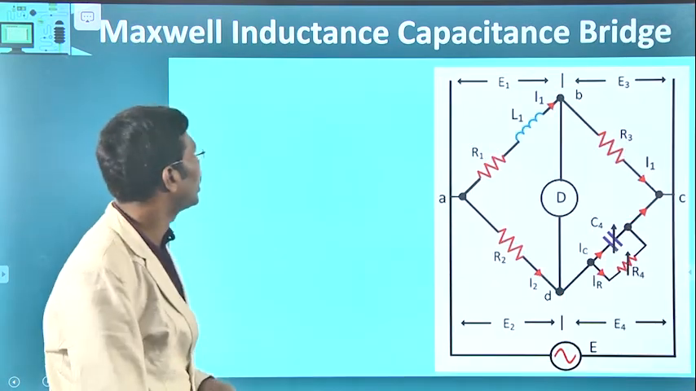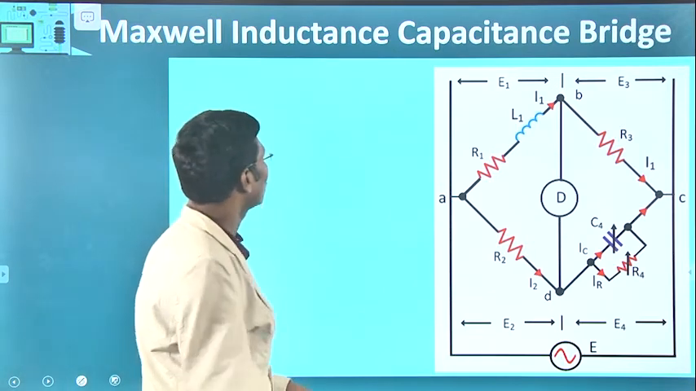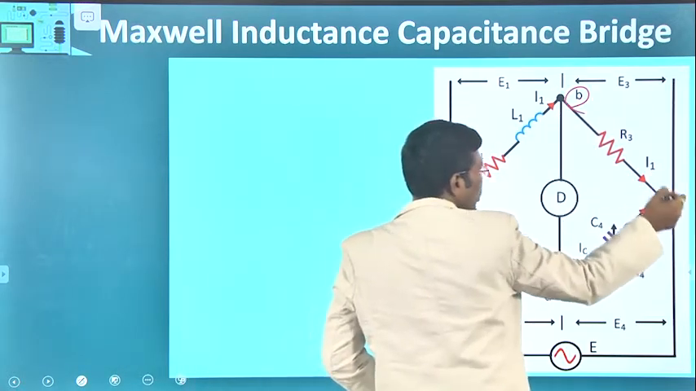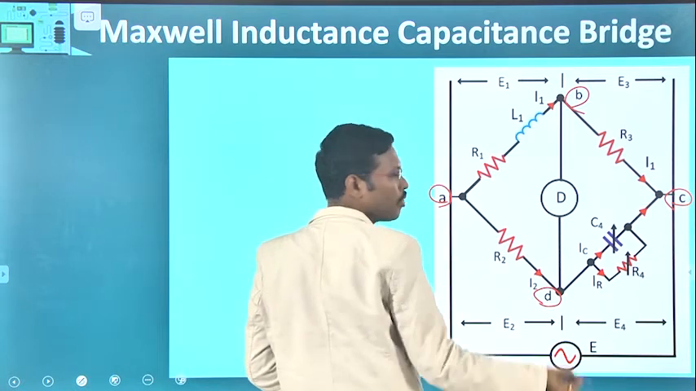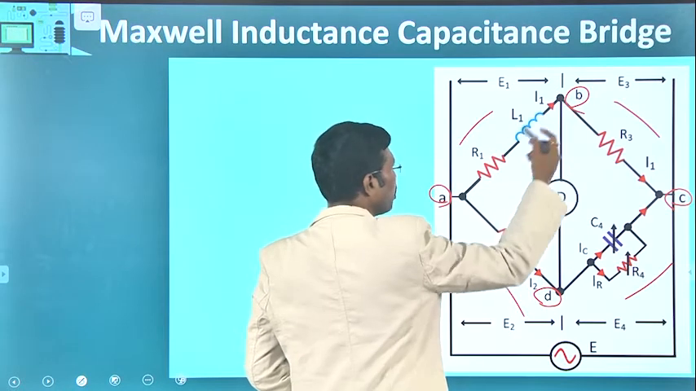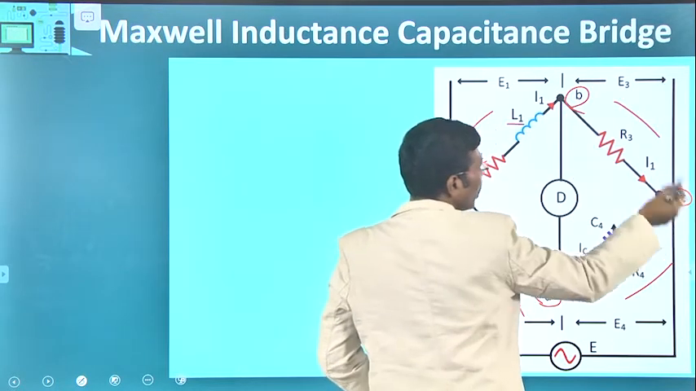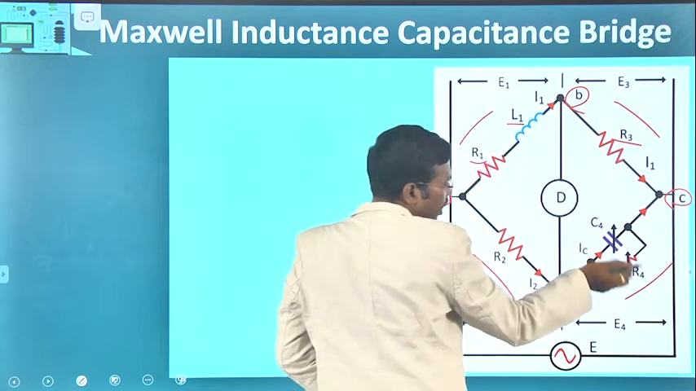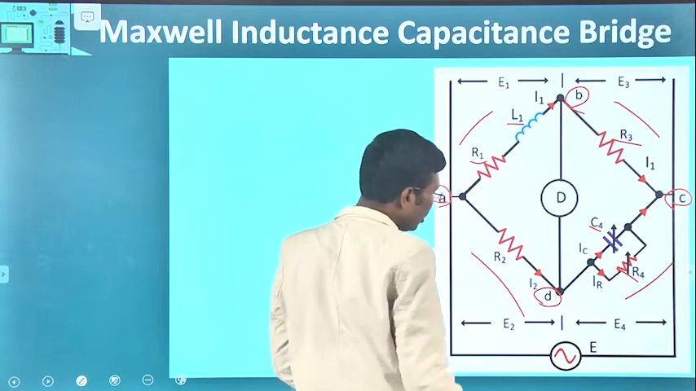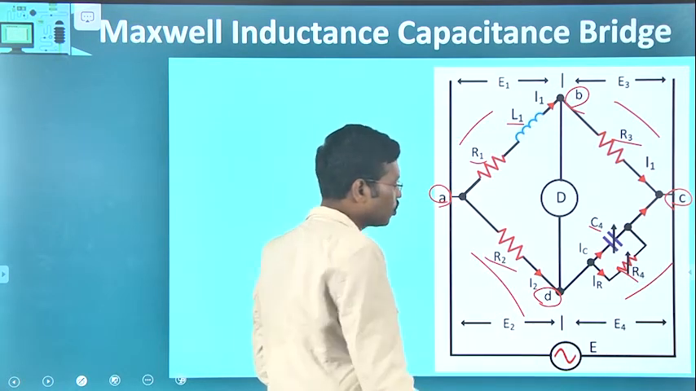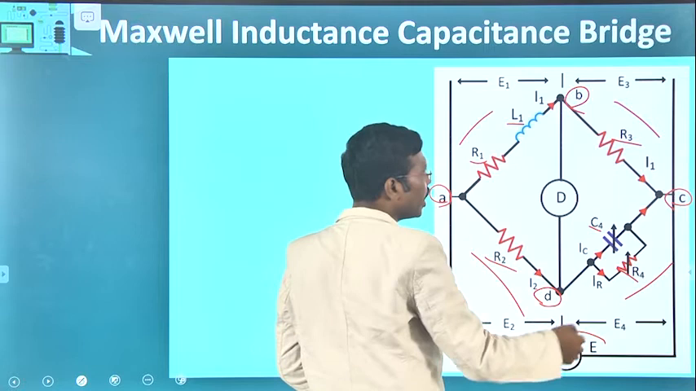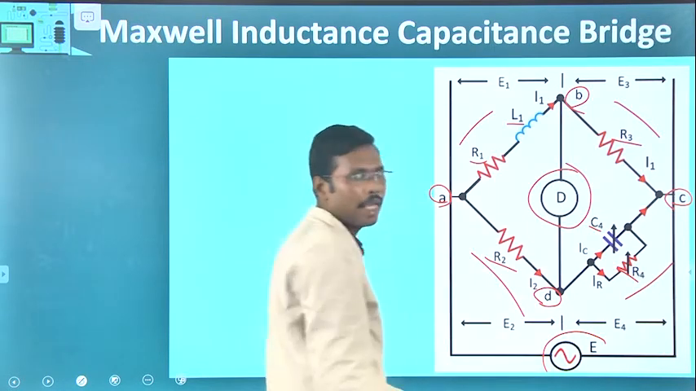Now we will see the constructional details of this Maxwell inductive capacitance bridge. So here we have 4 nodes, node A, B, C and D, and these 4 nodes form 4 impedance arms AB, BC, CD and DA. In the arm AB we have R1 and L1, and in the arm BC we have R3. In the arm CD we have a parallel network with a capacitance C4 and R4 connected in parallel, and in the arm AD we have a resistance R2. And we have a voltage source E connected across AC and a detector D connected across B and D.